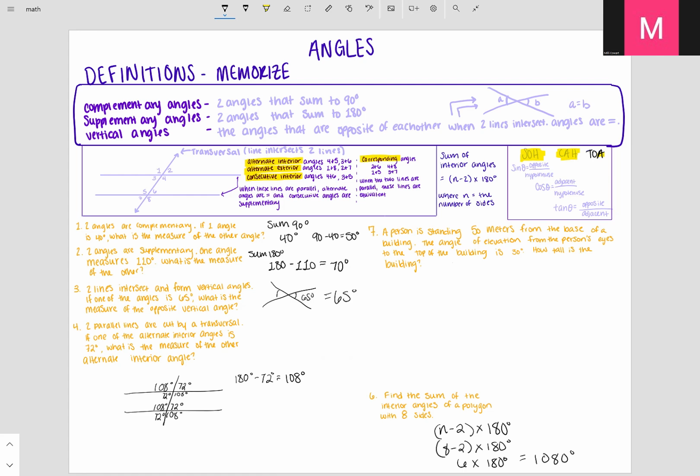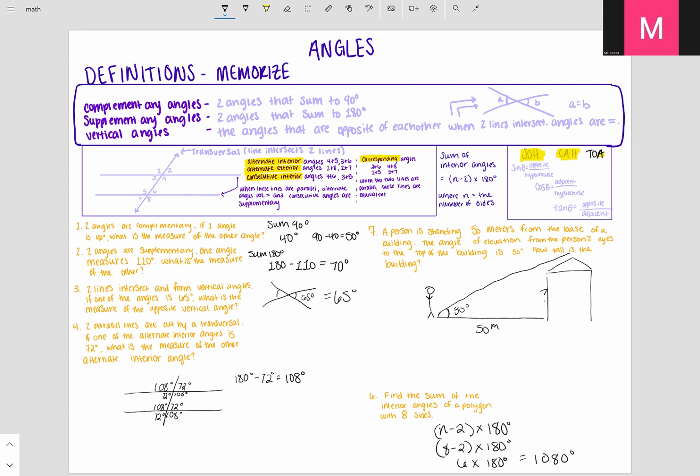Last, we have a person standing 50 meters from the base of a building. So let's draw our building, and our person. So he's standing 50 meters from the base of a building. The angle of elevation from the person's eyes to the top of the building is 30 degrees. And it really should say from the feet to the top of the building, but we'll go with the eyes. So this is going to be 30 degrees, and we want to find how tall the building is.